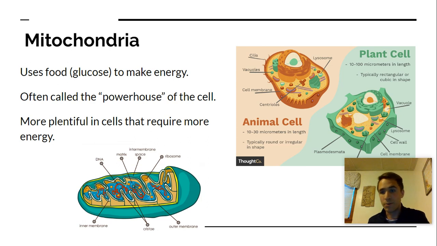So some cells have more mitochondria than others. The cells that have more mitochondria are the cells that need more energy to work, right? So for example, your muscle cells have a lot of mitochondria because your muscle cells are constantly moving and working out and doing stuff like that. Because of that, they need a lot of energy, which is why they have a lot of mitochondria. So mitochondria take food and turn it into energy.